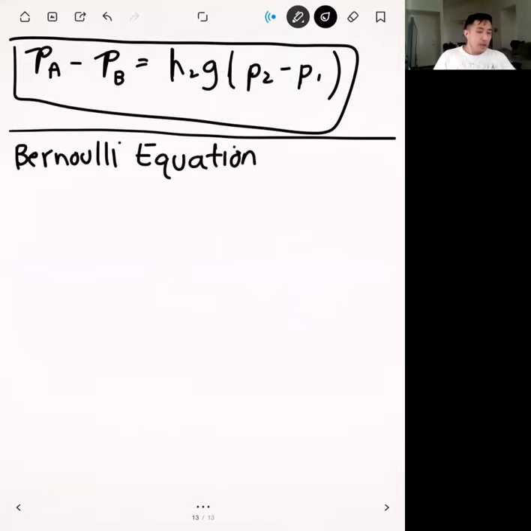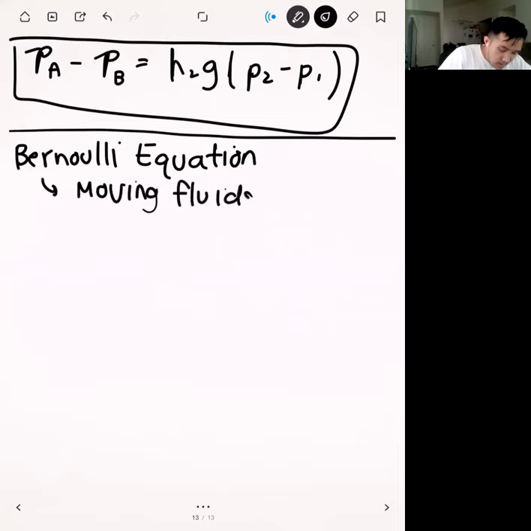Okay. And so the Bernoulli equation, this was just our most recent topic, and it's our first foray into fluid dynamics. In contrast to everything that we covered before this, now our fluids are going to be moving most of the time. And when you have a moving fluid, you know that it has velocity.